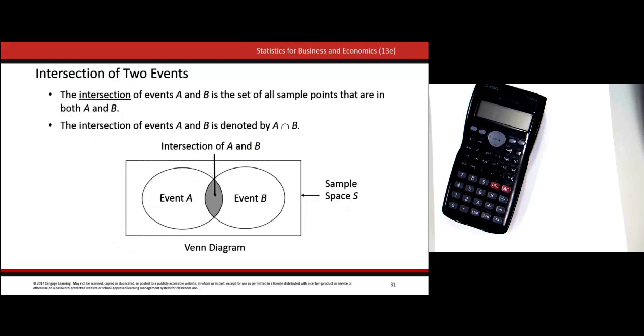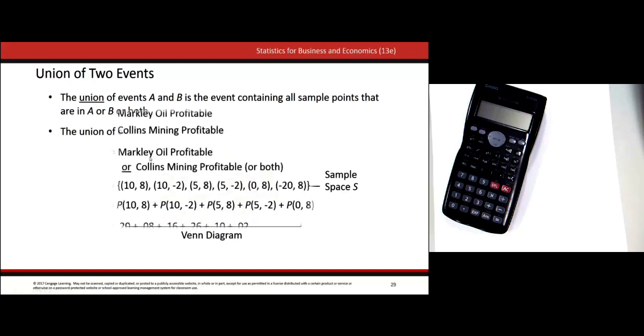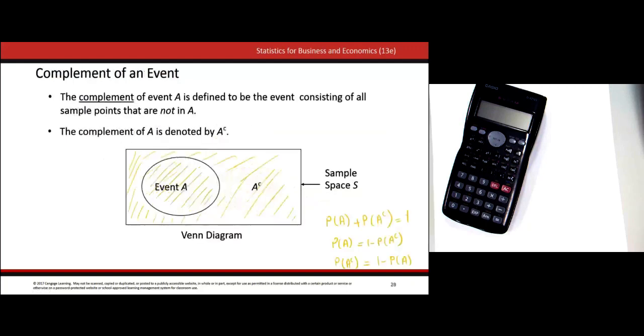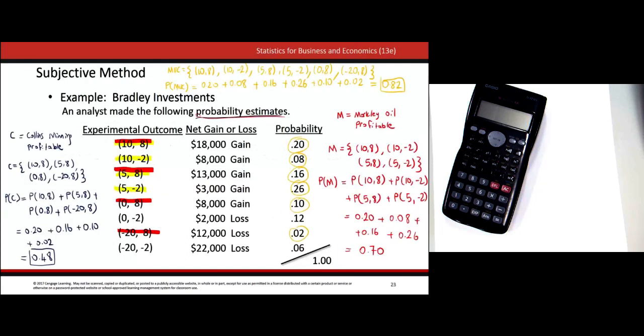Intersection of events. It is the set of sample points that are in both A and B. So we only look at the ones that are in both A and B. The union has sample points that are in A or B or both, and the intersection has those in both A and B. So how about if we look at this example, M intersect C?